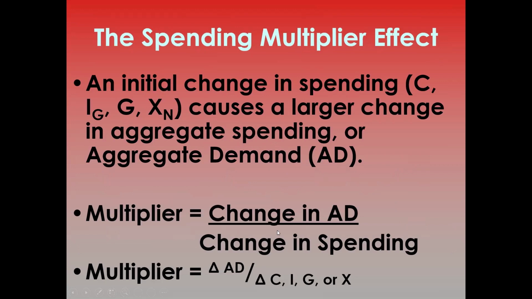So this one can be more than one. This one can be more than one. But the MPC and the MPS, they can only equal one. But this one can be more than one.